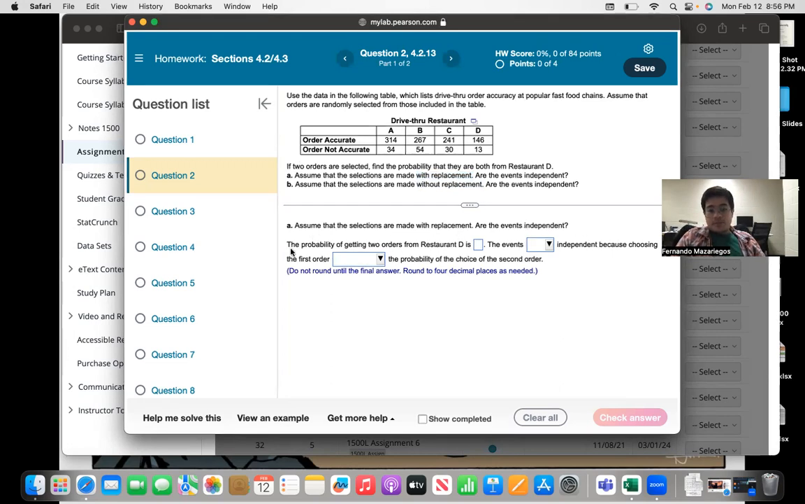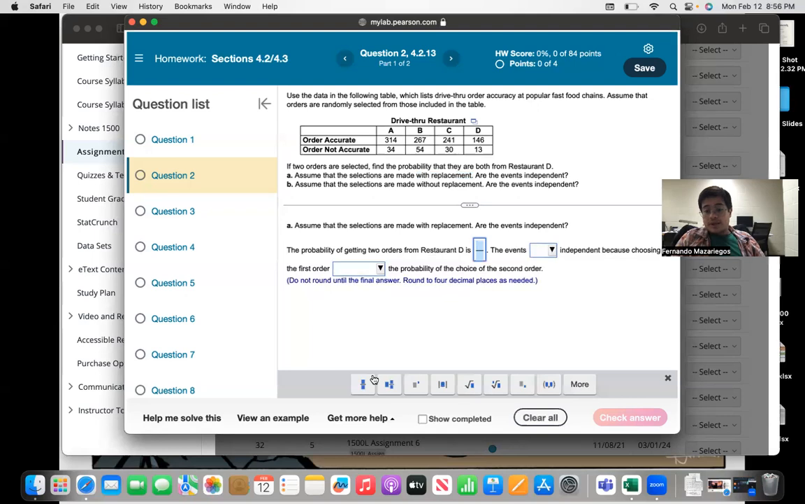Are the events independent? The probability of getting 2 orders from restaurant D, using the multiplication rule, let's first find what is the probability of getting an order from restaurant D. How many orders are there from restaurant D? I have 146 that are accurate and 13 that are not. And then I simply divide by the total, which is adding all the 8 boxes. So let's calculate this first. 146 plus 13, that is 159.